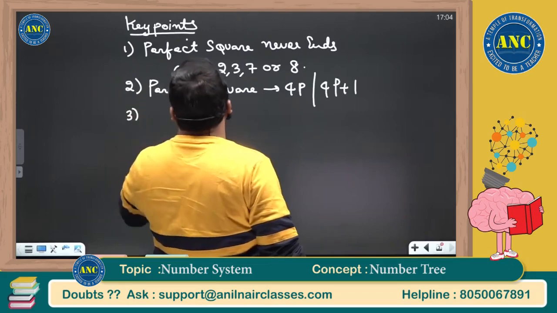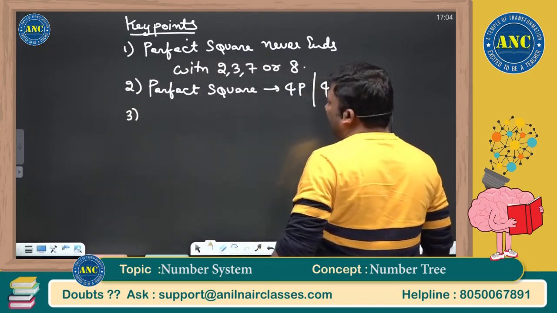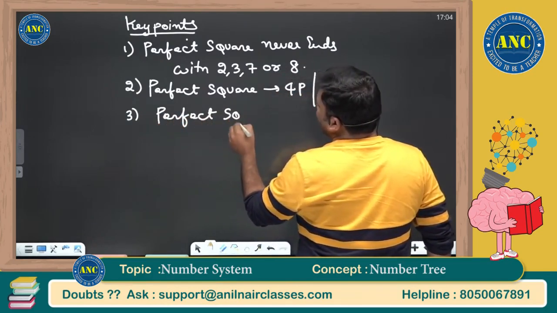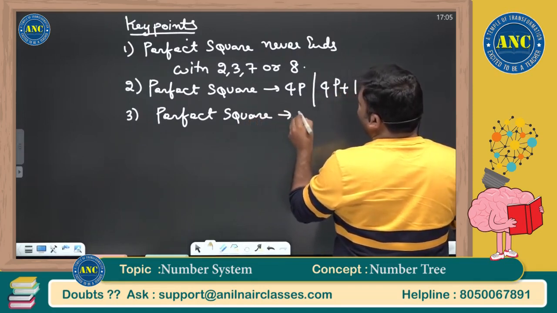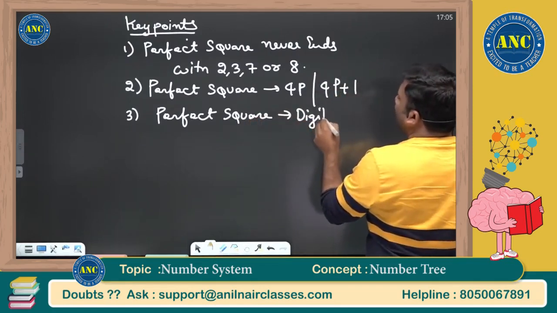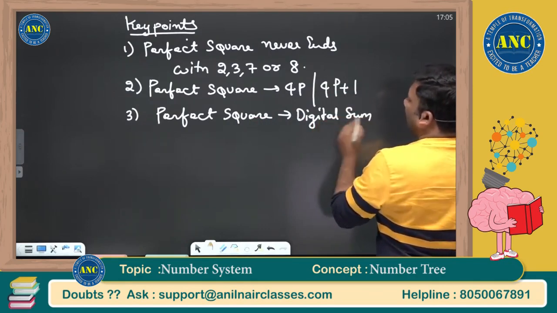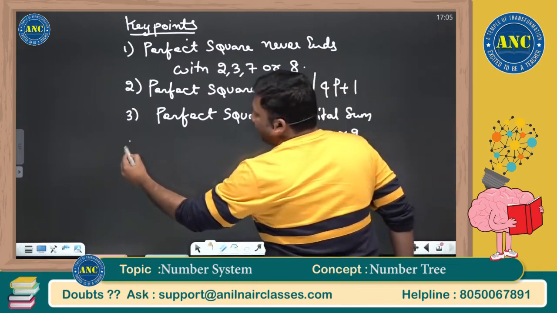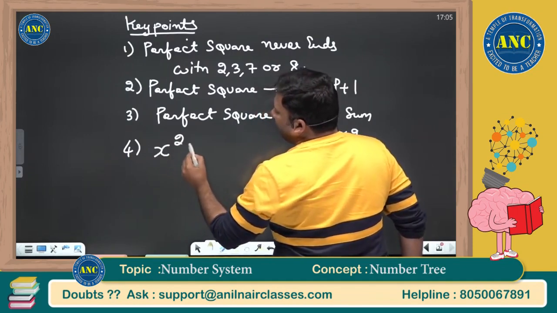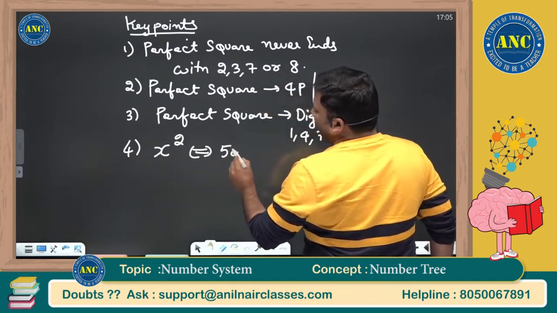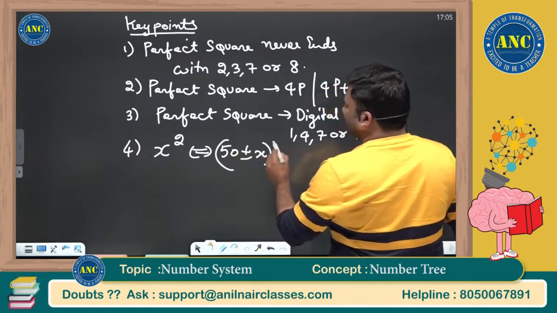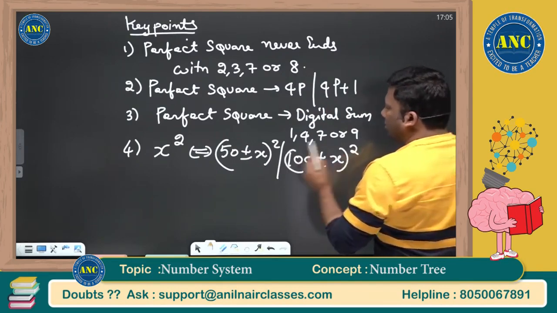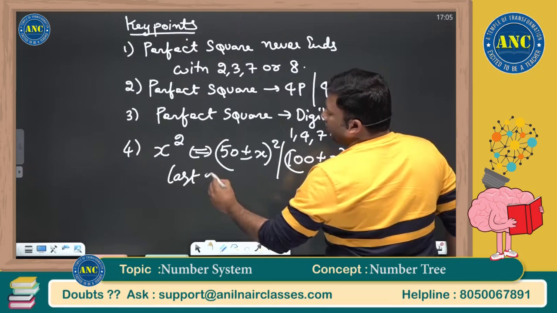Third important key point: every perfect square has a digital sum 1, 4, 7 or 9. The fourth key point: if I take a number and square it, 50 plus or minus x whole square or 100 plus or minus x whole square, the last two digits will be same.